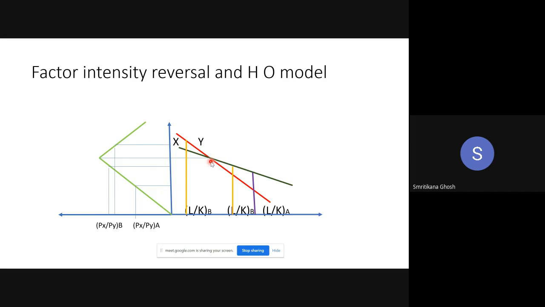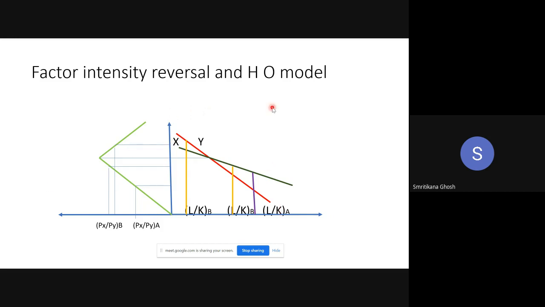Look, first of all, this is your reversal. You can understand X and Y are intersecting, so it's the factor intensity reversal. In this diagram, I had to do a lot of work several times. I have to write W by R, Px by Py, L by K. So I just leave it, like you are also doing this in the class now. I am following your formula, and I have not written anything on this axis, but when you draw in your final exam copy, you must write what you are measuring on the different axes.